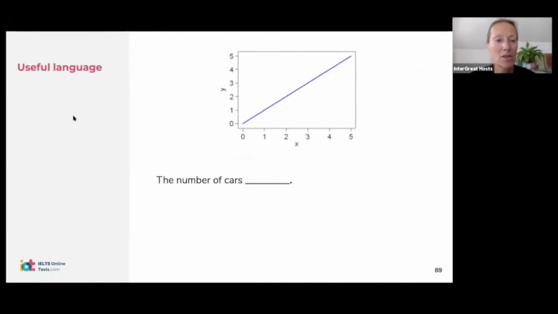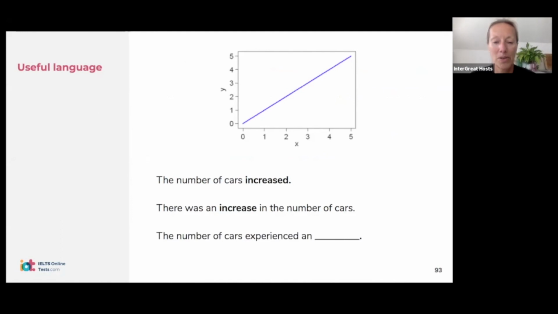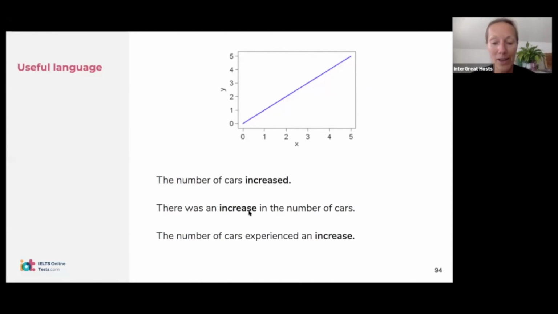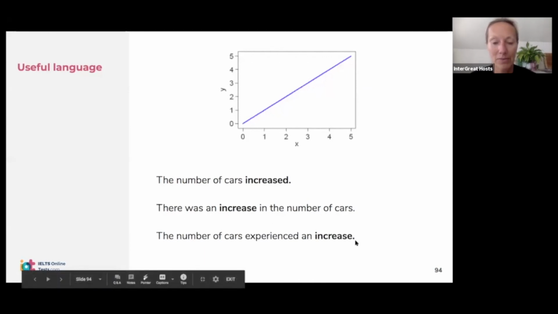So the number of cars, what could you say? Yeah, increased, yeah. So past tense, remember? There was an increase, yes. The number of cars experienced an increase, yes, it's quite easy, but just different ways of saying it. As you can see, you've got the verb there, noun there, a noun there. Okay, so try to vary your language, use verbs and nouns if you can.